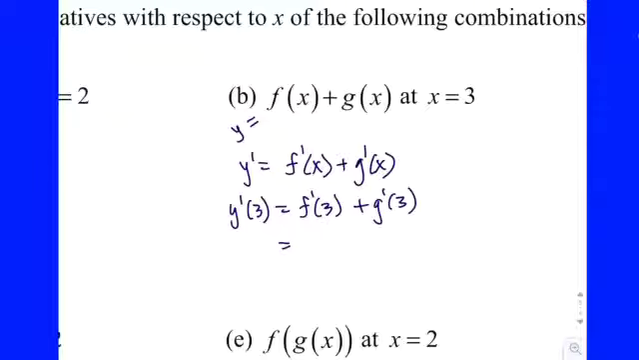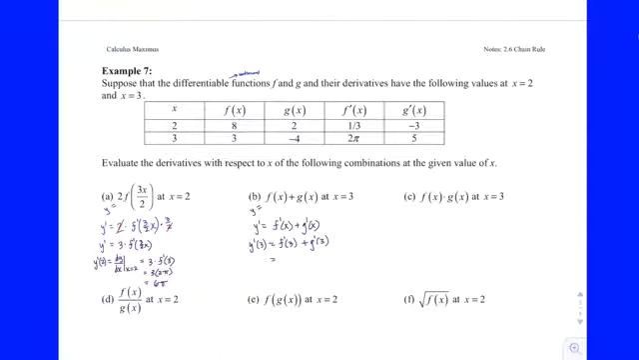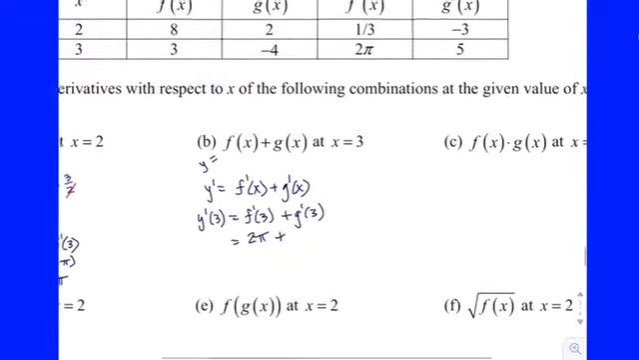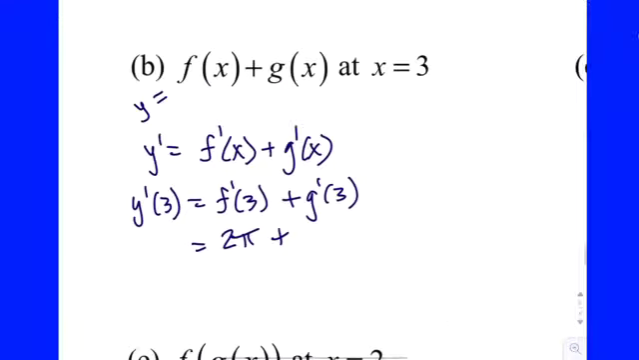And now I can just work straight down, putting the equal sign, and then I go to the table. So f prime of 3 was still 2 pi. And g prime of 3 is 5. And that's about as good as we can get because 2 pi and 5, although they're both constants, are unlike terms.